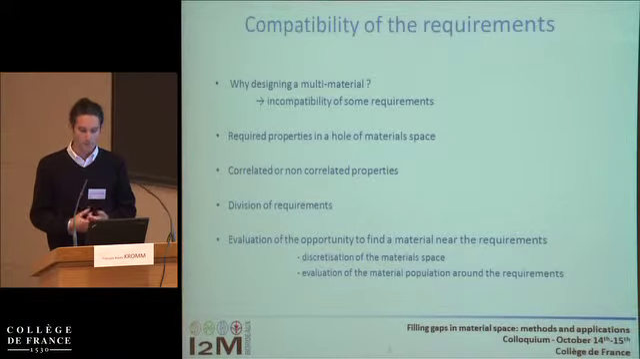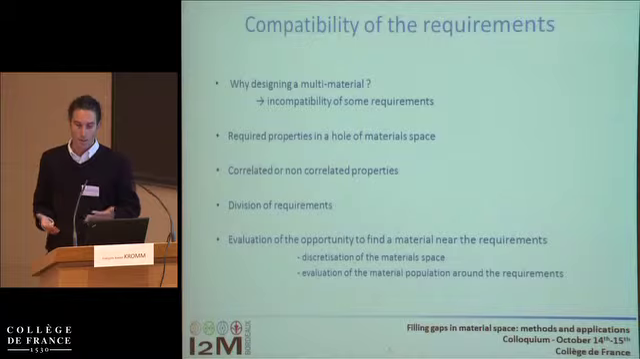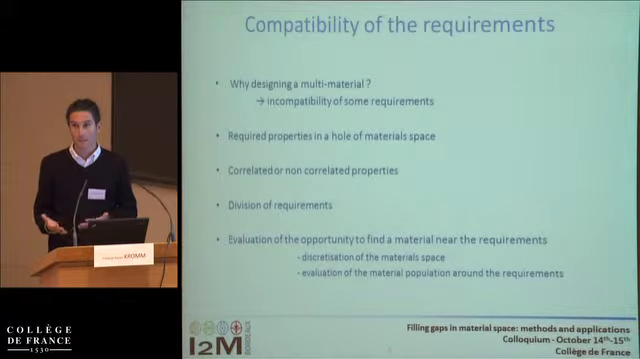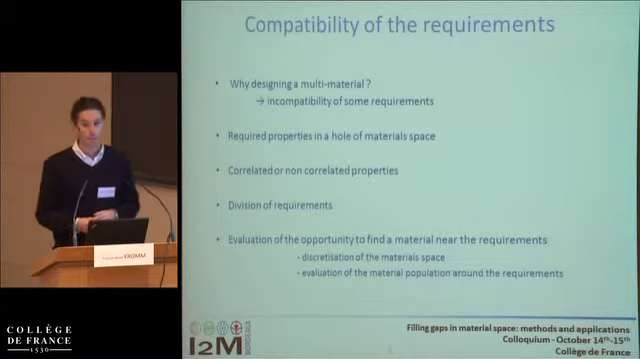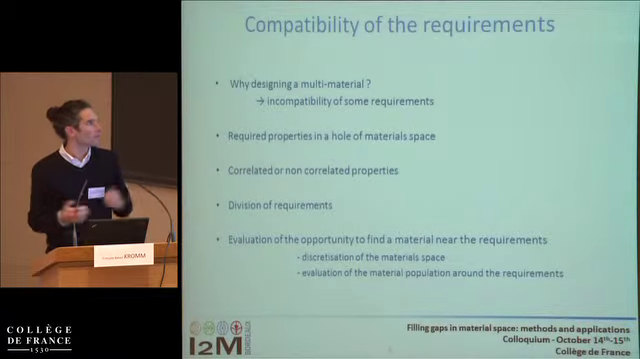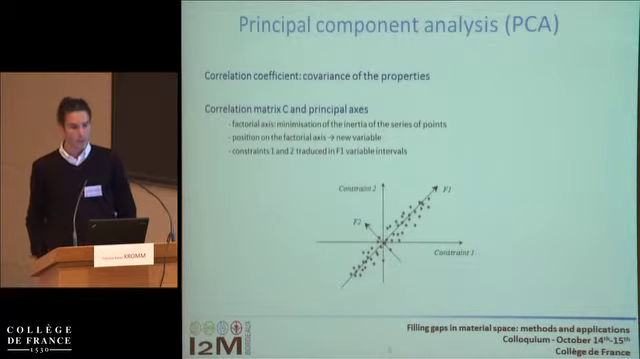This is due to the correlation between the properties that are concerned. The first tool that has been developed, we are not going to detail today. It consists in the evaluation of the opportunity to find a material near the requirements, through discretization of the material space and evaluation of the population density of materials around the requirements. The other tool consists in separating the set of requirements in two or more parts in order to separate the incompatible functions. This is the tool that I am going to describe now.